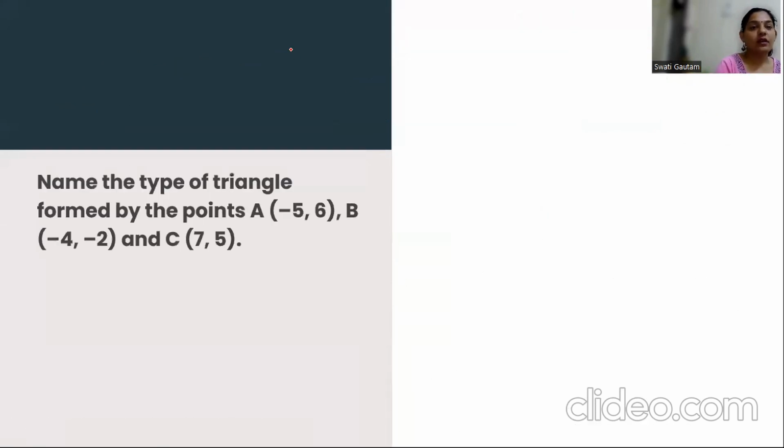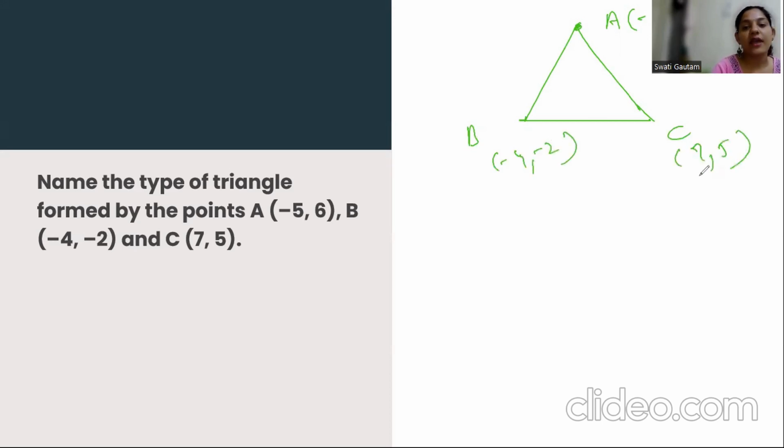So this is the question: name the type of triangle formed by these points. So there are 3 points, for sure there is a triangle. We have to tell the type of the triangle. So let's take this as point A, this is B and this is C. The coordinates of B are minus 4, minus 2 and C is 7, 5.